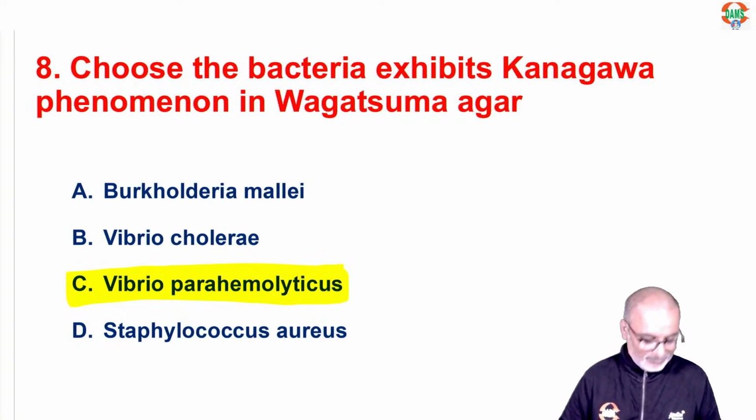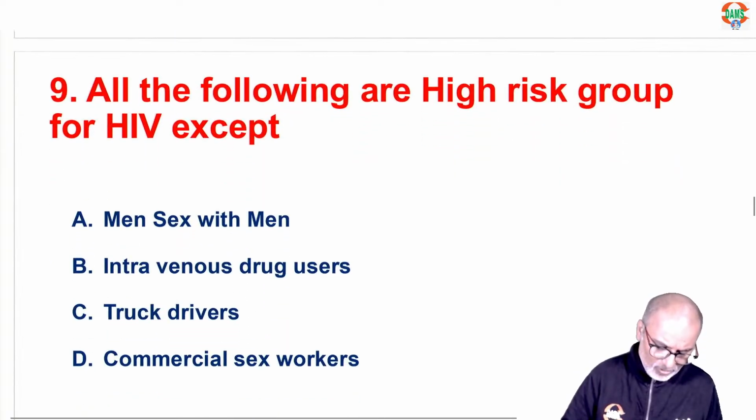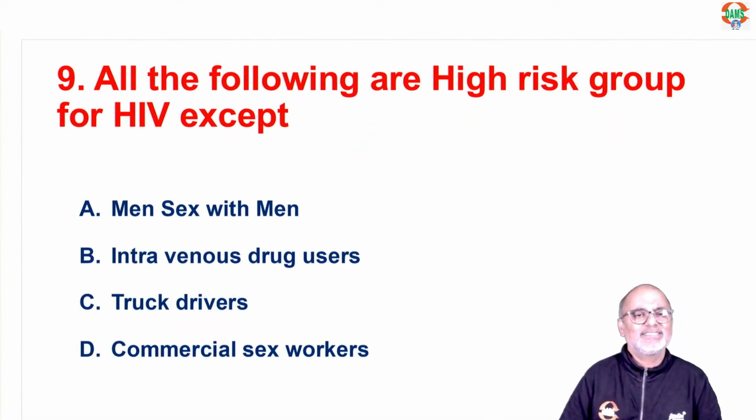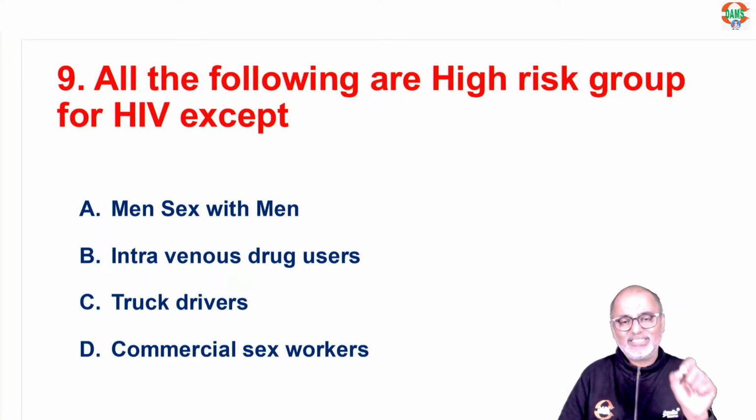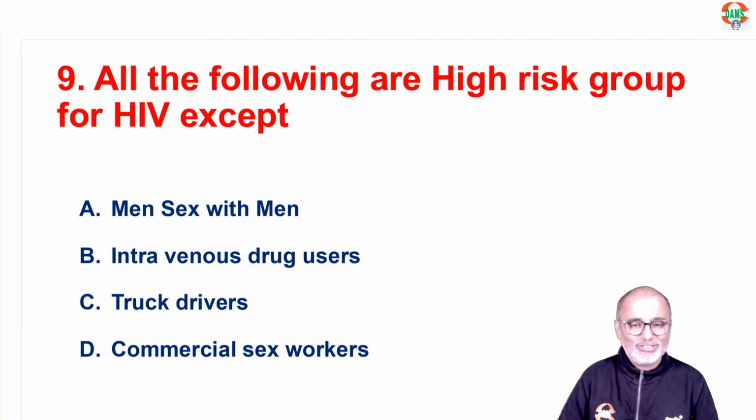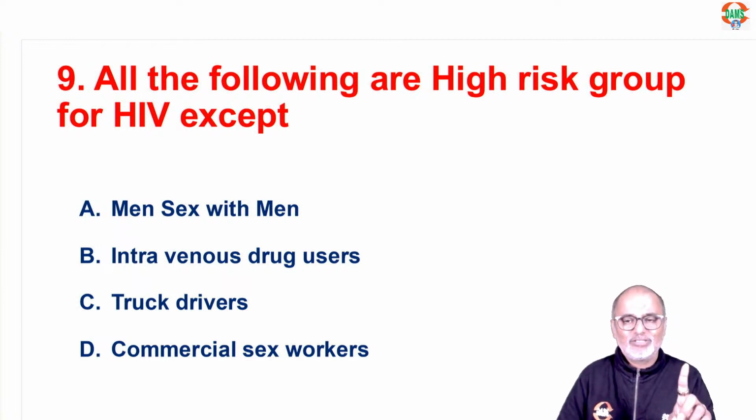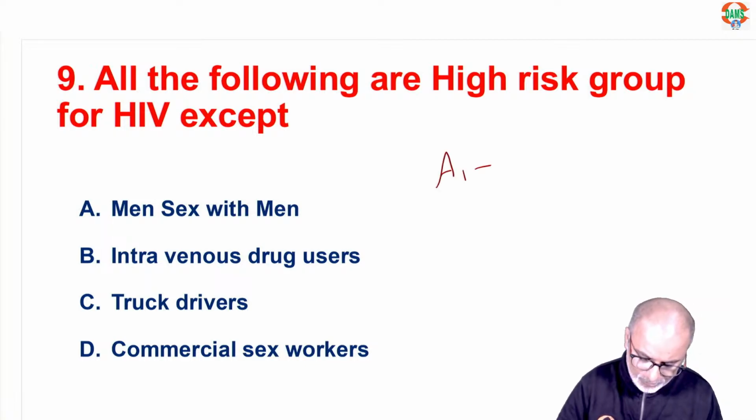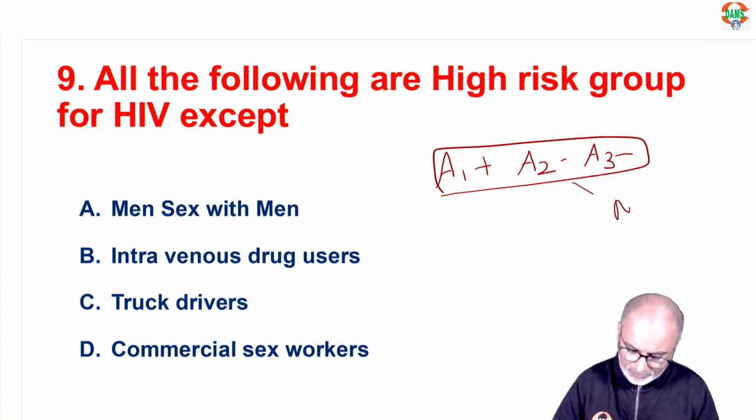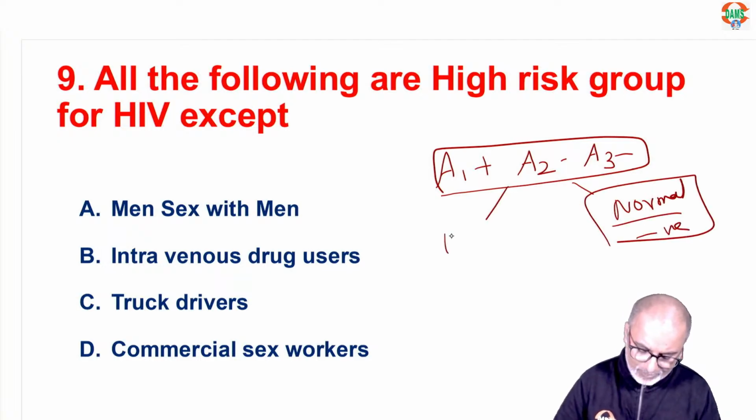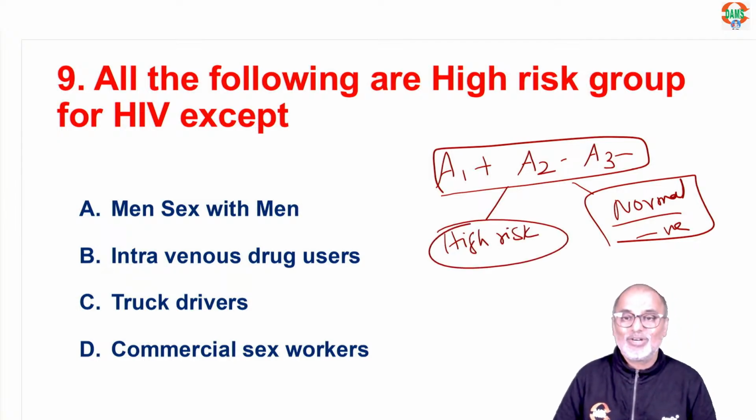Next is, all the following are high risk group for HIV except. So we are having high risk people. That also I used to teach while teaching the lab diagnosis. In the lab diagnosis, A1 positive, A2 negative, A3 negative comes. You need to think, if normal people, it is negative. In case of high risk people, that time I used to teach what is high risk.